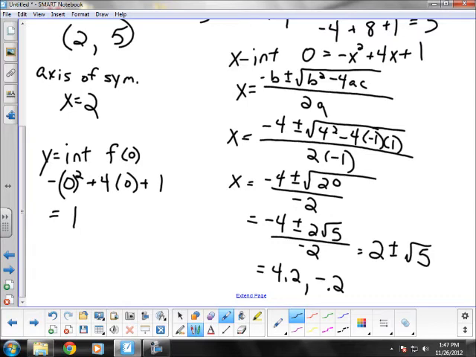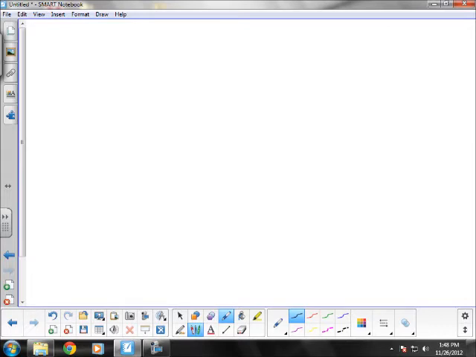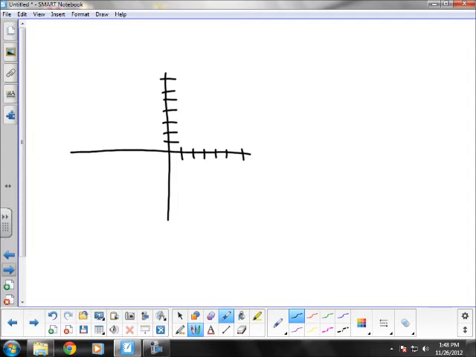Nice thing is the y-intercept is very easy in this form. There are a few pluses. So I take this information. What was my vertex? 2, 5. And what were my x-intercepts? Negative 0.2, right? Be approximately right there.